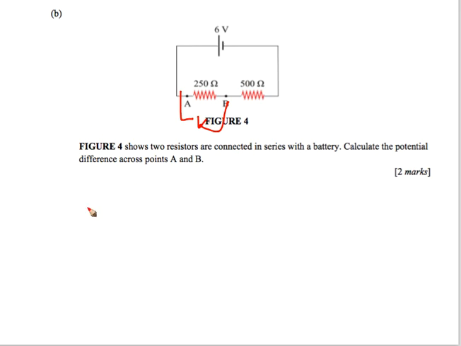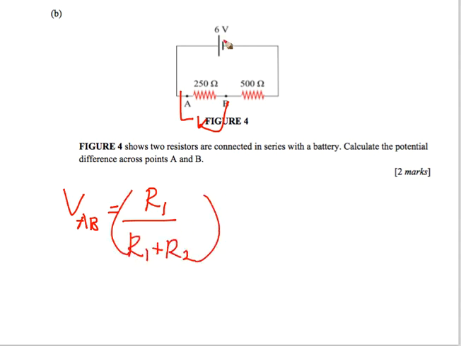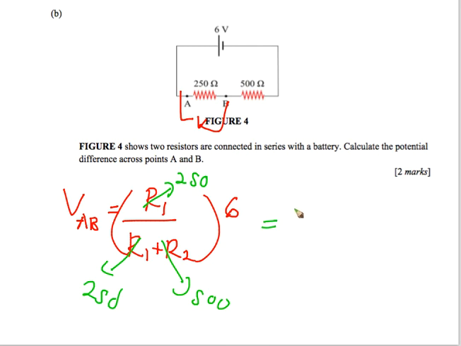So this is a potential divider. To calculate the potential difference AB, you can use the equation R1 over R1 plus R2 times the value of the 6 volt battery. Now R1 is equal to 250, and R2 is equal to 500. So the final answer, VAB here, is 2 volt.